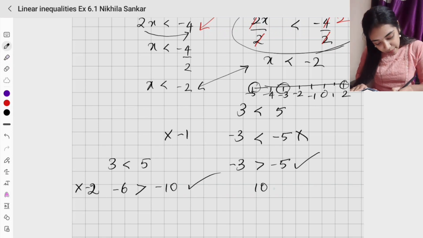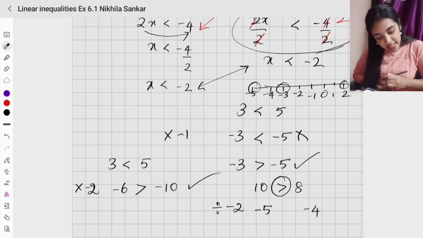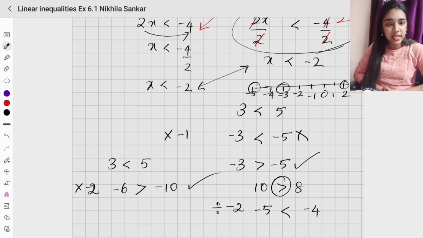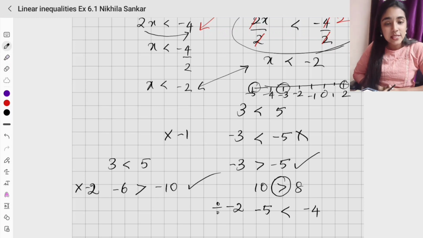negative numbers? For example, 10 is greater than 8. I'm going to divide both the inequalities by minus 2. 10 divided by minus 2 is minus 5, and 8 divided by minus 2 is going to be minus 4, but my greater than symbol will become a less than symbol. Okay, the inequality changes its symbol. Greater than becomes less than, less than becomes greater than, vice versa. So whenever you're multiplying or dividing by negative numbers, the inequality reverses.